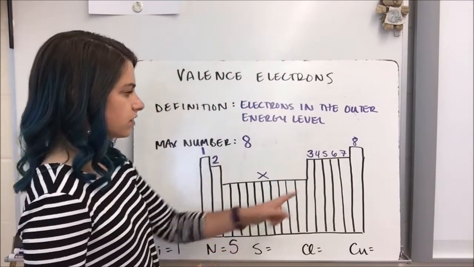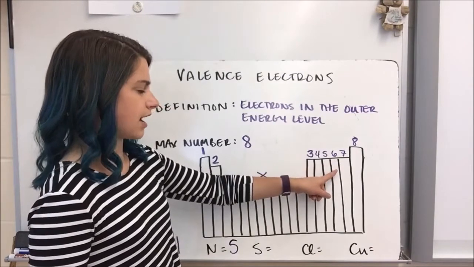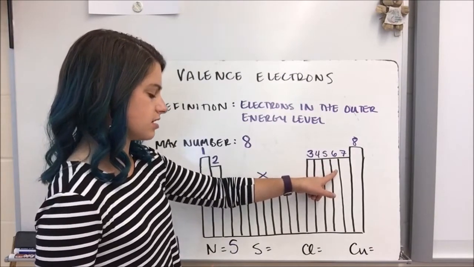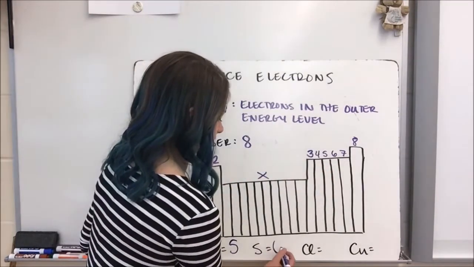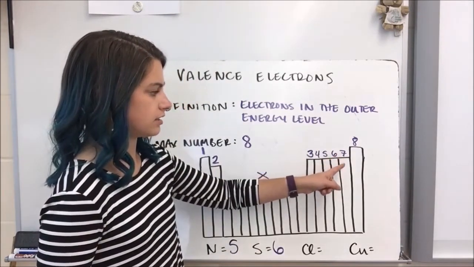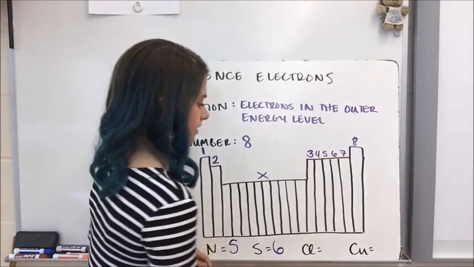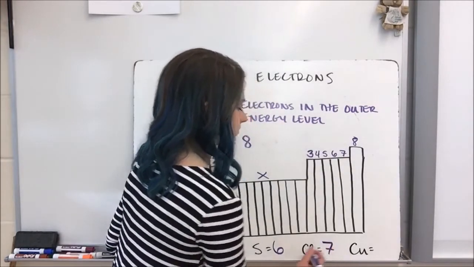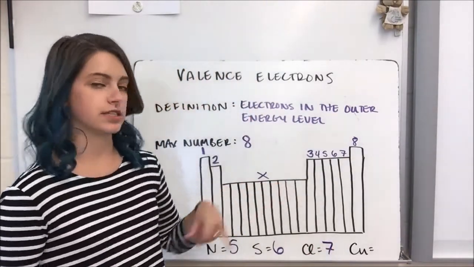The next one is sulfur. Sulfur is the second row down, but it's in column 16, so it's going to have 6 valence electrons. Chlorine is also in the second row down, but it is in column 17, so it's going to have 7 valence electrons.